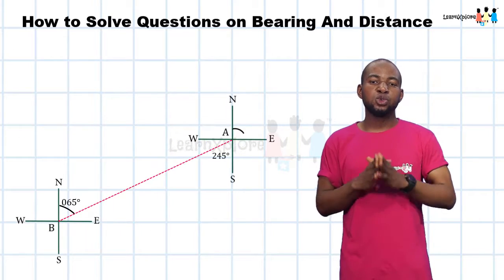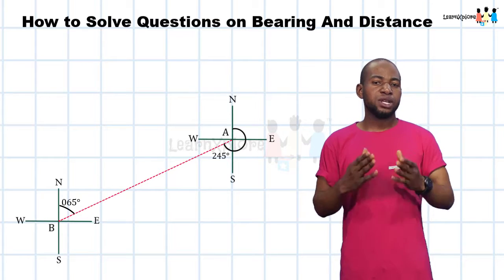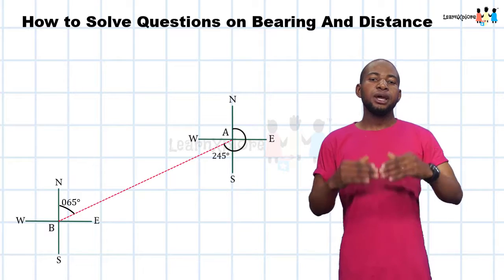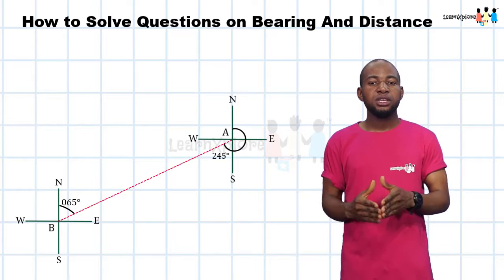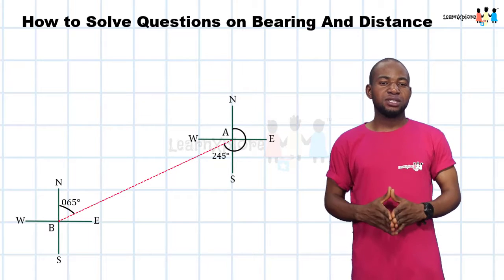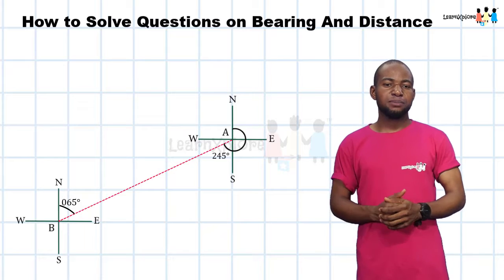A bearing is used to represent the direction of one point relative to another point. For example, the bearing of A from B is 65 degrees. The bearing of B from A is 245 degrees. Note that three figures are used to give bearings. All bearings are measured in a horizontal plane. Let's try a few examples.